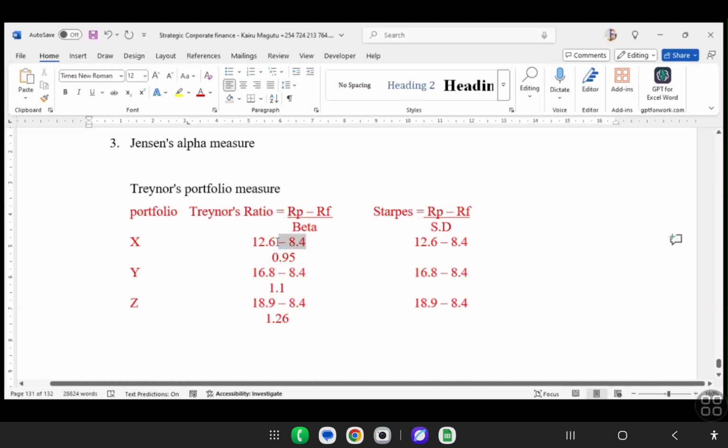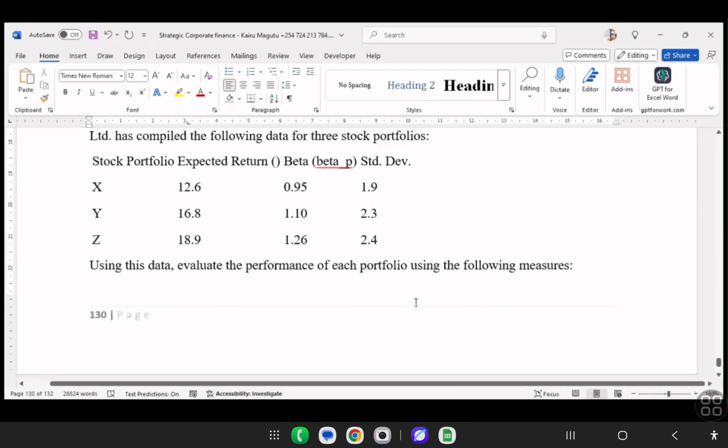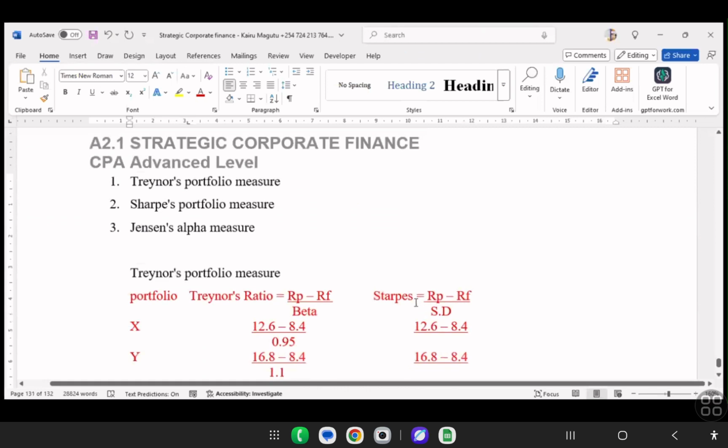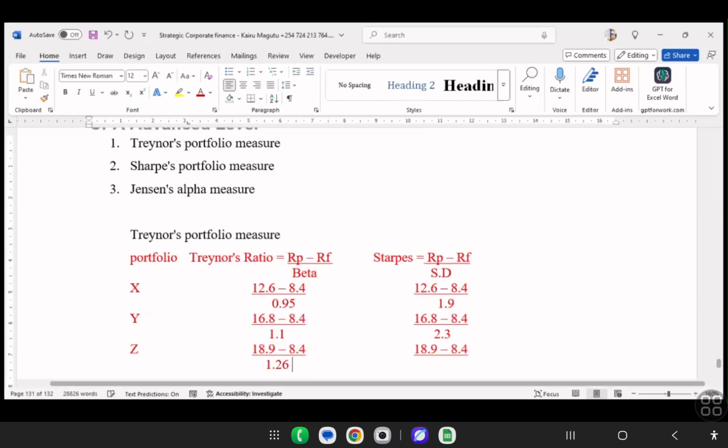I assume that we are correct. So can you give me these values? I want to divide by the standard deviation. Standard deviation is 1.9, 2.3, and I think 2.4.